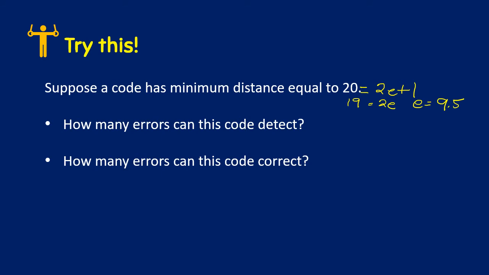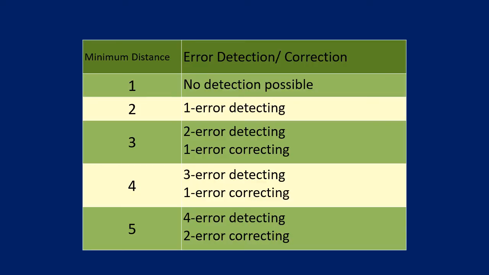Correct? So how many errors can this code detect? So the answer is 2e or 19. How many errors can this code correct? Of course, we cannot say e because e is 9.5. So we say it can correct up to 9 errors. Understand? The smaller. Okay, so here let's look at a summary.